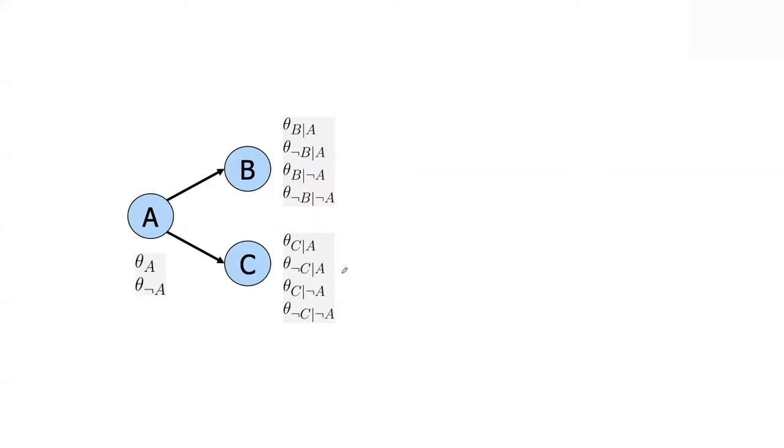I'm not putting them in tabular form, but I'm showing them like this. So as we talk, for A, you need a distribution over A. That is the probability of A being true, the probability of A being false. That's the notation we're using here.